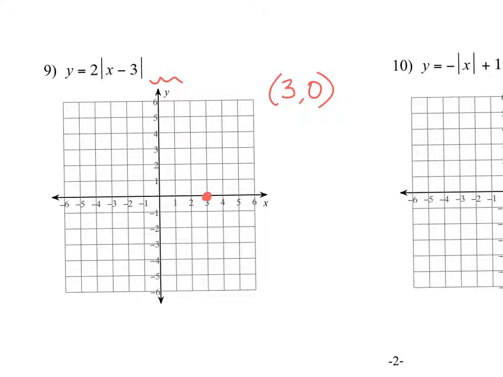And then my slope is going to be 2 out here in the front, so that's going to be up 2 and to the right 1, up 2 and to the left 1. If I graph that, I get a V that looks something like that.